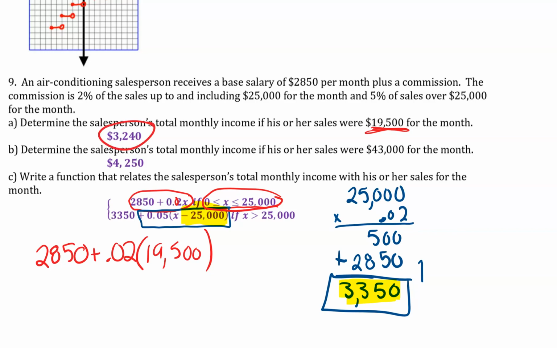The next one is if the sales were 43,000, which is greater than 25,000, so we're plugging into this bottom one. So you'll plug 43,000 in for x, minus 25,000, multiply that by the 0.05, and then add 3,350.